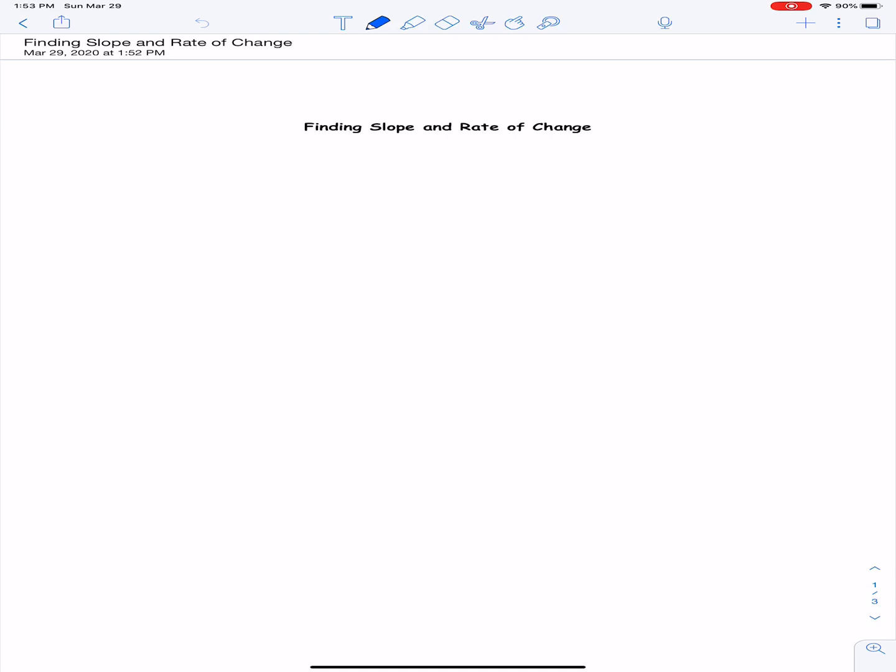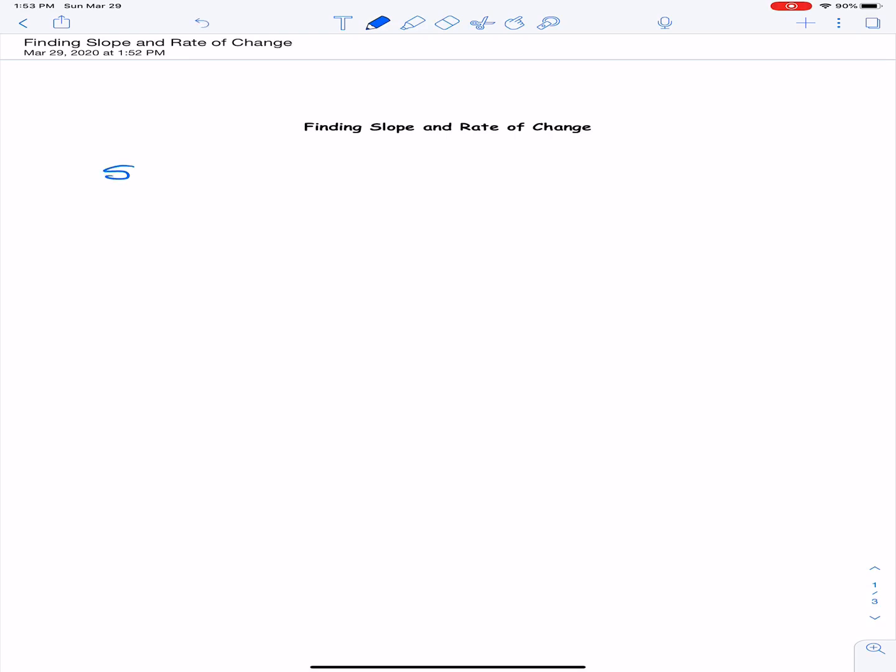This video, we're going to cover finding slope or rate of change of a graph or given 2 points. First of all, we need to talk about what slope is. So slope is actually the ratio of the rise or the vertical change over the run.